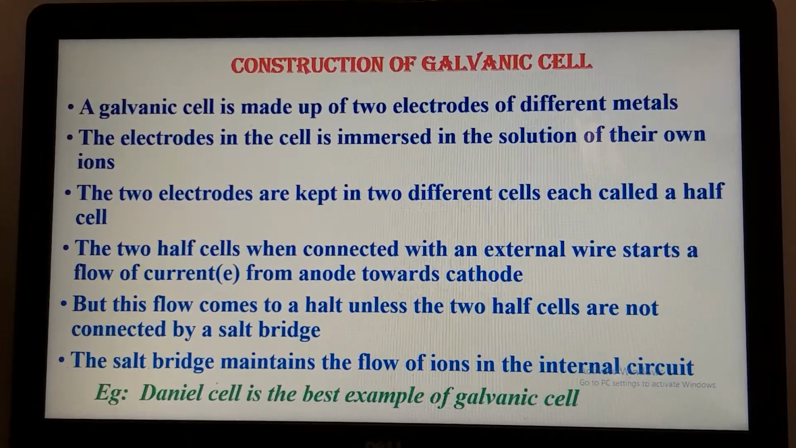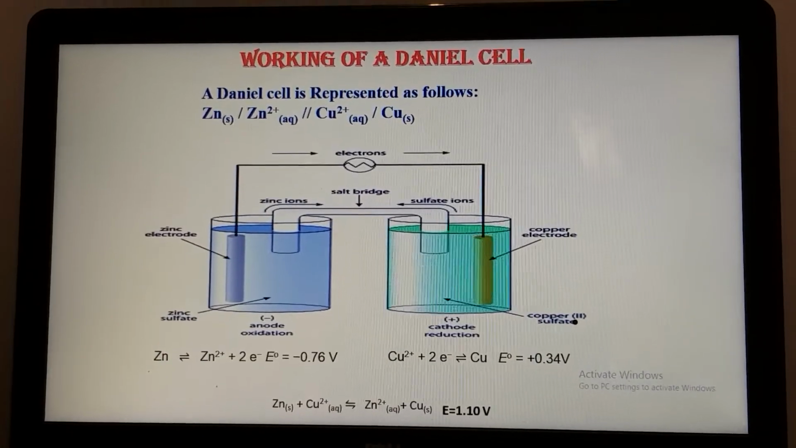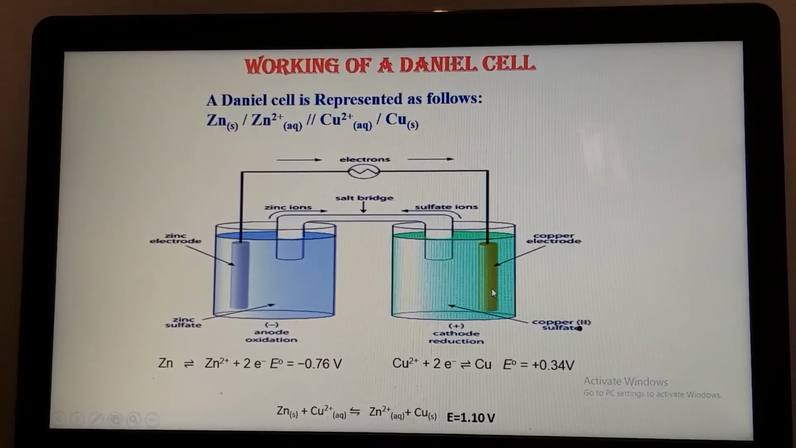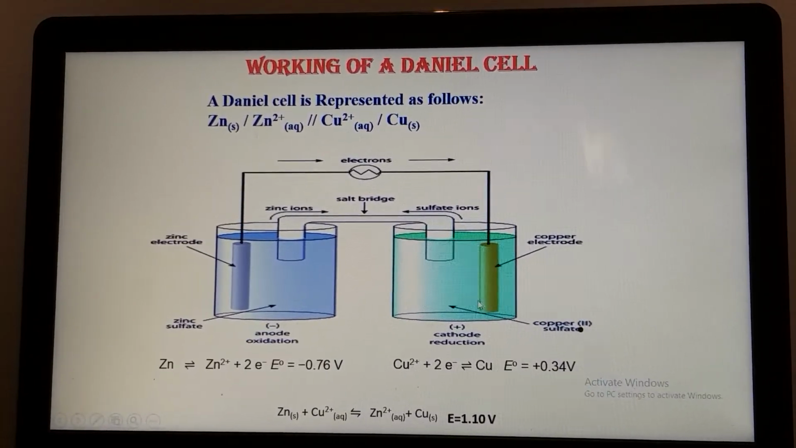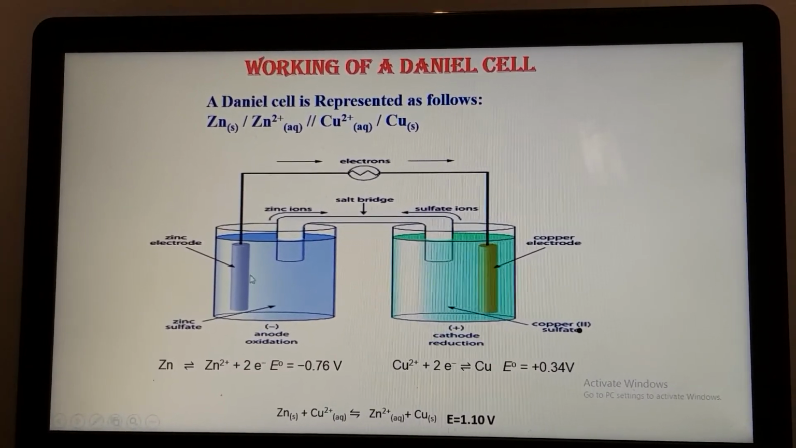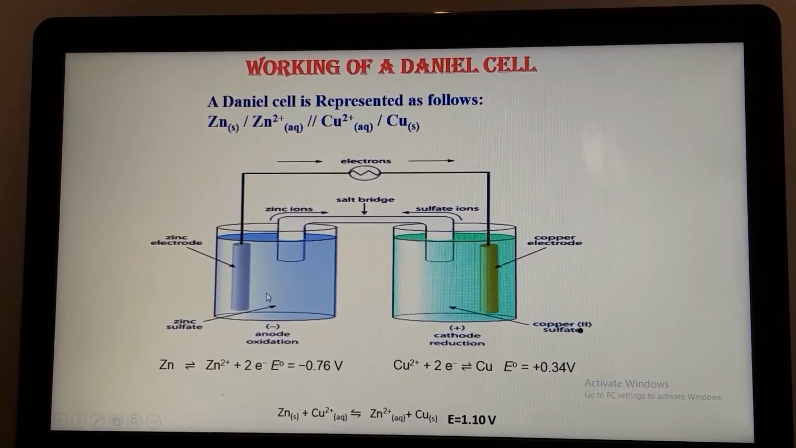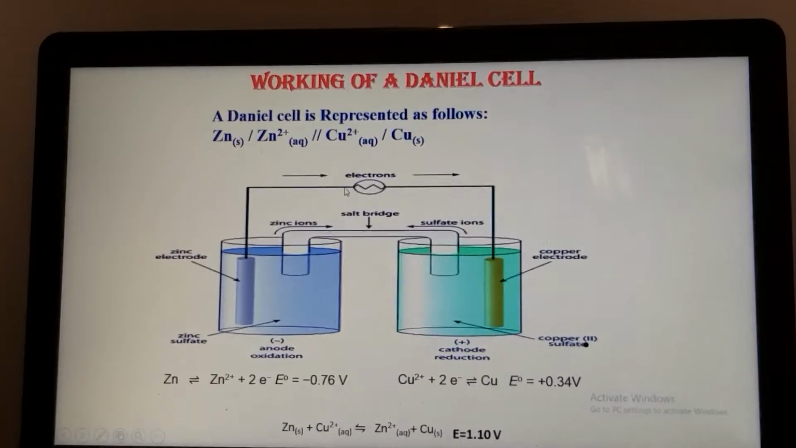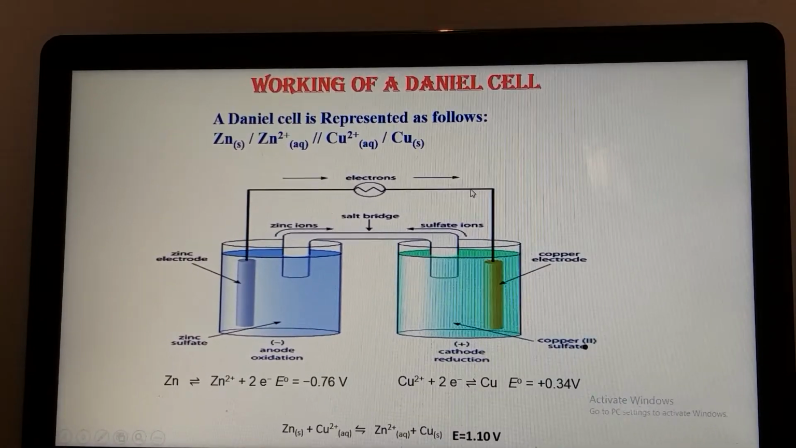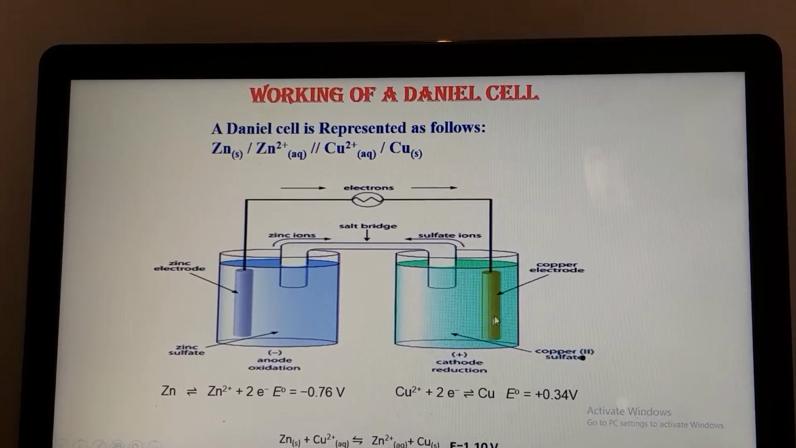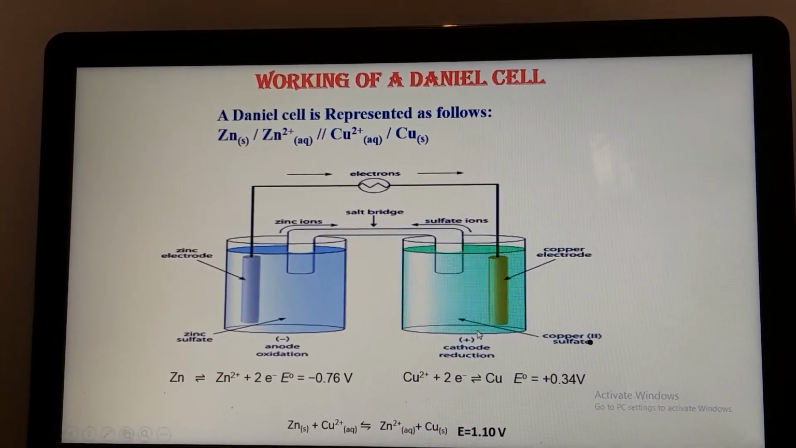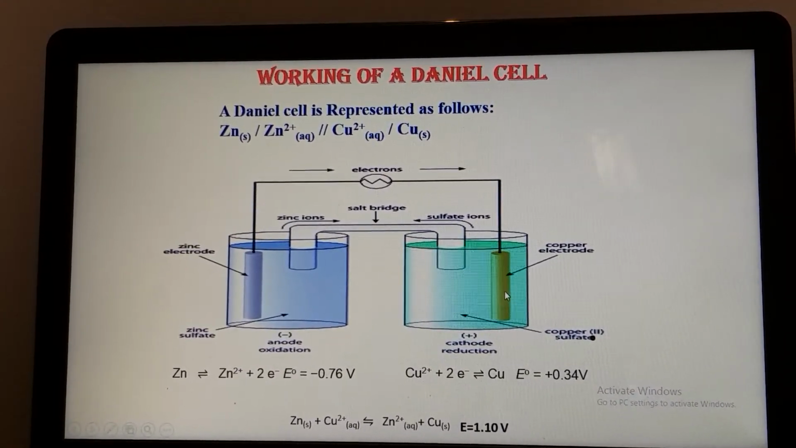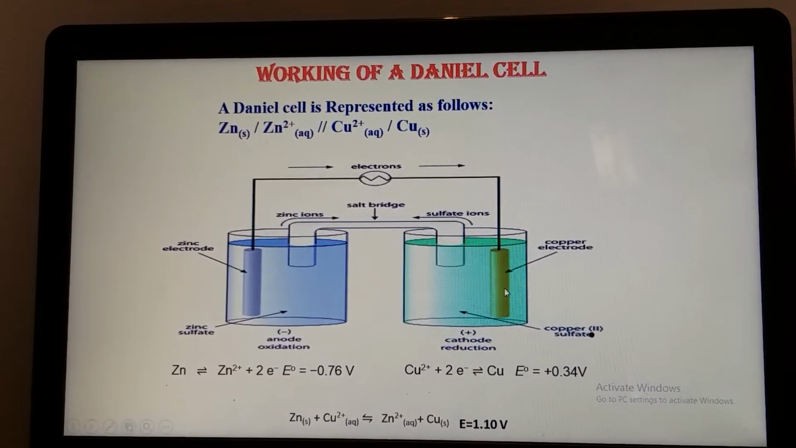Now, taking the example of Daniell's cell, here the galvanic cell is explained where the copper is kept as cathode in the copper sulfate solution, and zinc is kept as anode in the zinc sulfate solution. When the two are connected by an external wire, the electrons move from the zinc, that is the anode, towards the cathode, where the copper sulfate solution is there, and the copper ions in the copper sulfate solution accept these electrons and get reduced at the copper electrode.